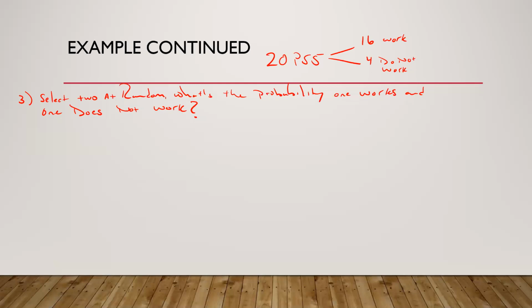The order doesn't matter here. I just want one that works and one that doesn't work. So this can be done: probability one works and one doesn't. Well, the way you can do that is you find the probability the first works and the second doesn't. Is there another way you can get one that works and one that doesn't work?